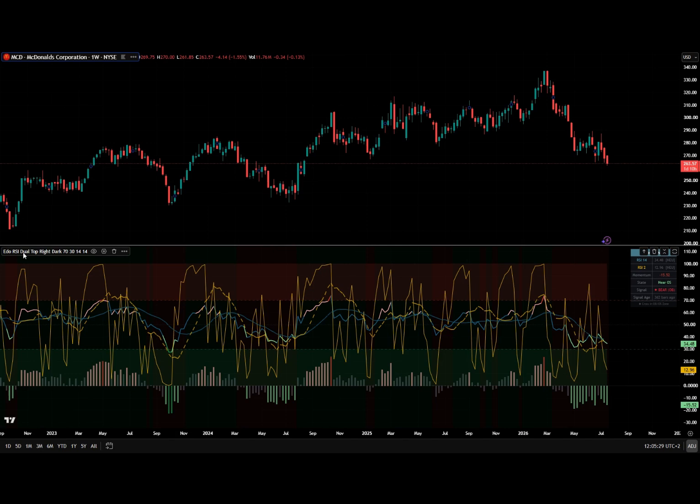Today we are going to work with two RSIs at the same time, using Edo RSI Dual. The idea is simple: the classic 14-period RSI tells you where the trend is, and a 2-period RSI tells you when a move is stretched right now. One is context, the other one is timing, and this indicator keeps both in the same window. On McDonald's weekly, the 14 sits at 34, in no man's land, while the 2 is already down at 13. That contrast is the whole reason for having both on the chart.